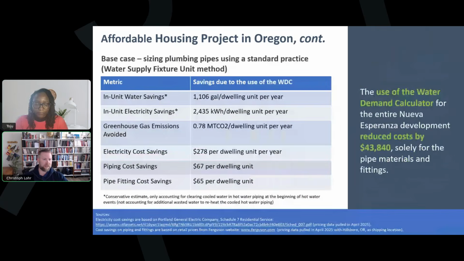Last but not least, the entire Esperanza project reduced costs by $43,840 solely for pipe materials and fittings. So there was a ton of savings opportunities there. In-unit water savings were estimated to be about 1,106 gallons per dwelling unit. In-unit electricity savings was 2,435 kilowatt hours per dwelling unit per year. And for cost savings, you can see down here, $278 in electricity cost savings per dwelling unit per year. So just a really great opportunity for construction cost savings and sustainability.